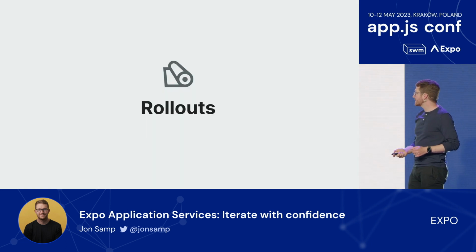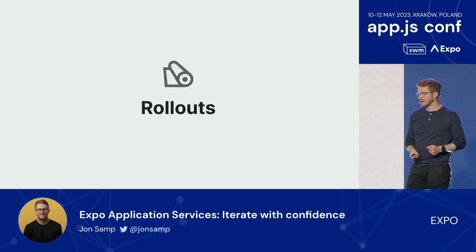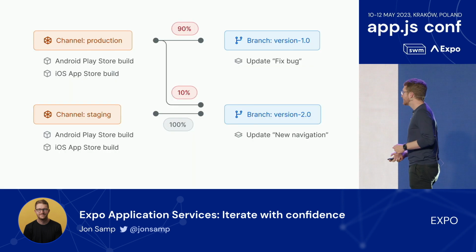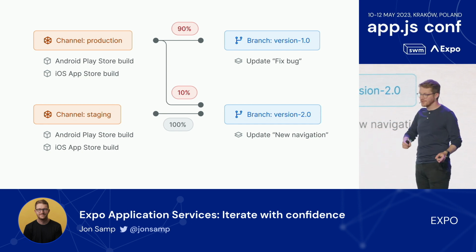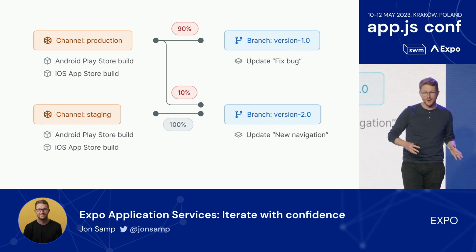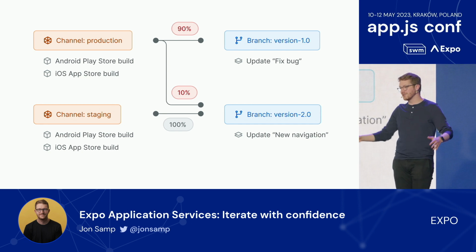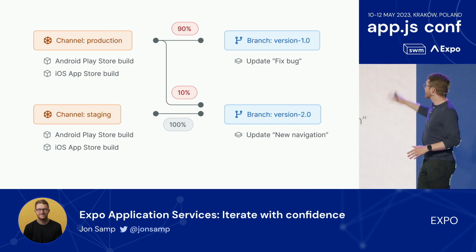So we're introducing EAS Update rollouts, and these are rollouts by percent. This allows us to change this graph to be something like this, where we point 10% of our users at version 2.0 to detect any bugs, instead of exposing our entire user base to the version 1.0. Now, here's how you can do this.